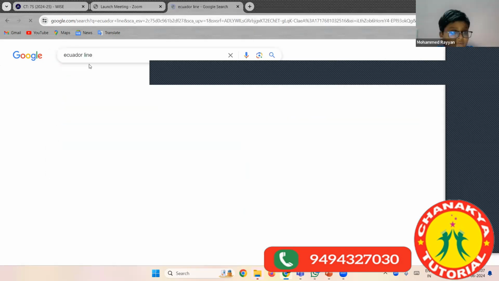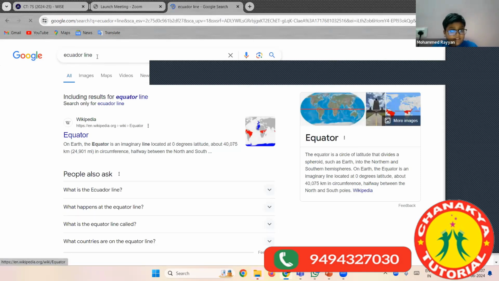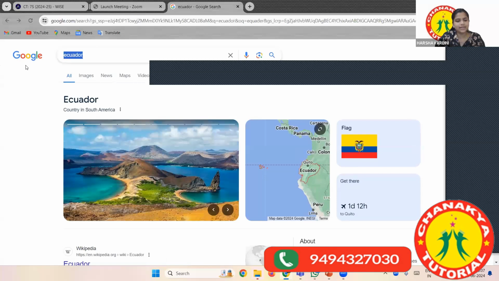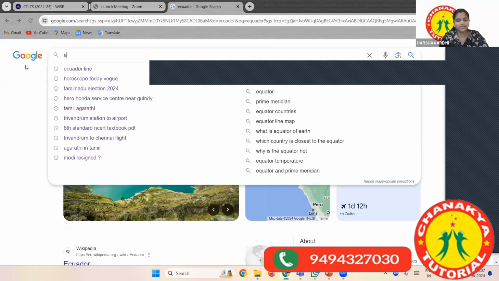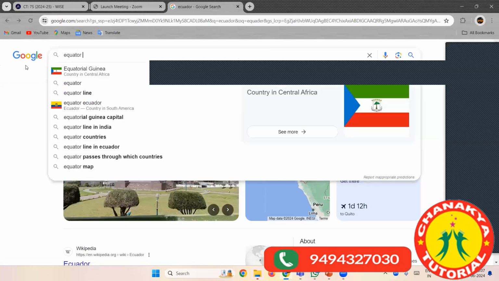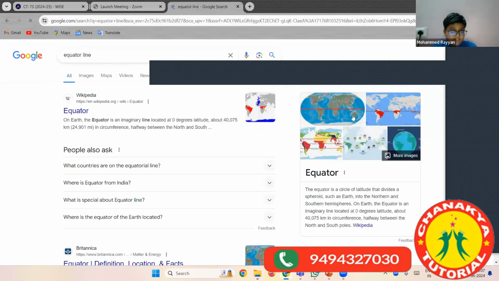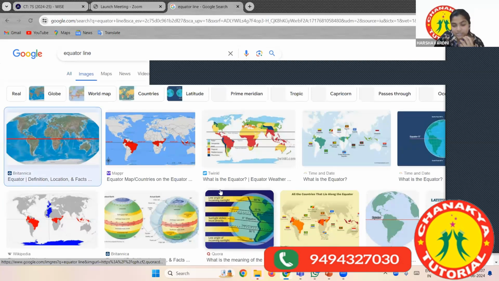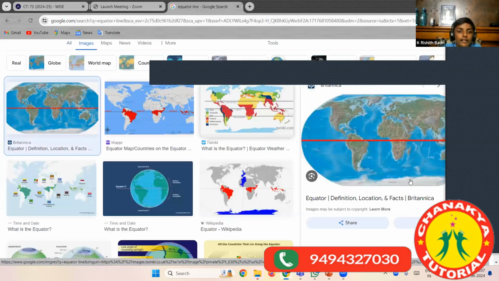Not the equator, ma'am. What is the equator? He's saying equator, the center. Equator only, right? That line he's saying, the middle line of the Earth. You're talking about this middle line. Yes, ma'am. So the equator line passes through a place called Ecuador.